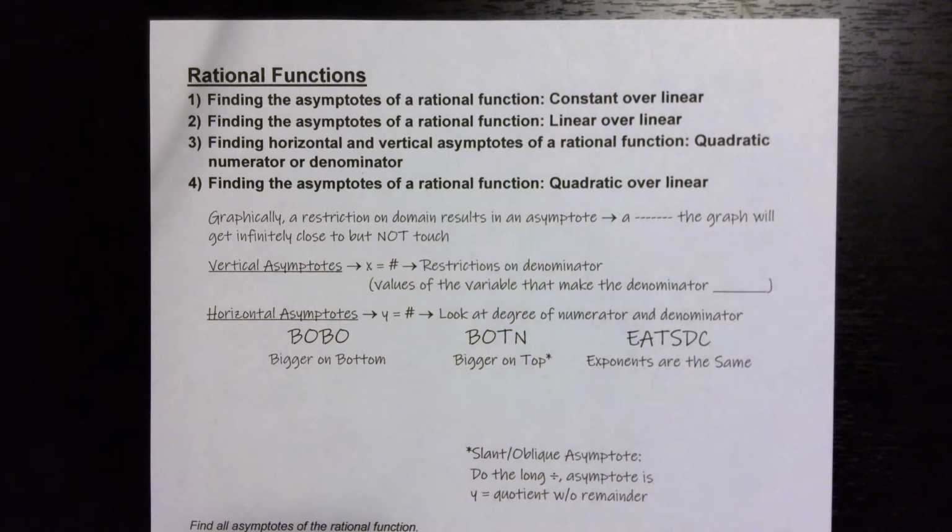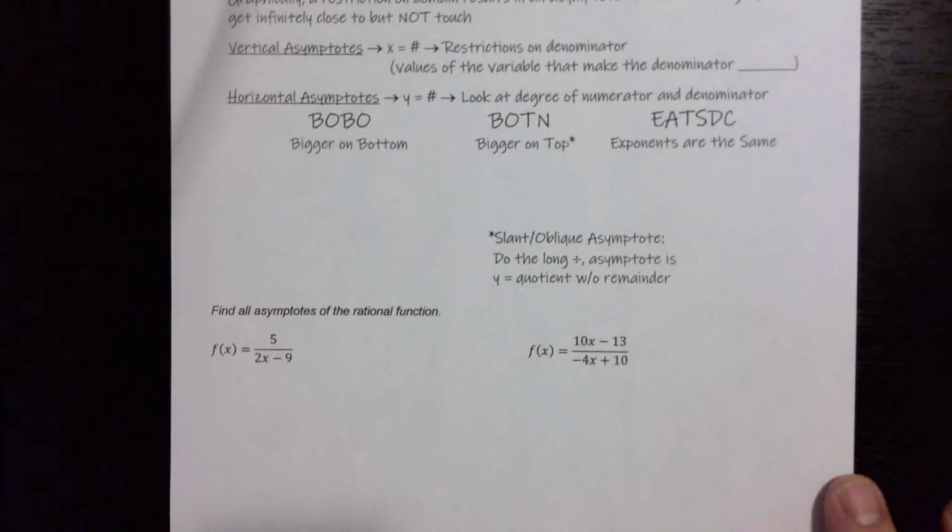Now, slant asymptotes are going to happen when it's bigger on top, like it doesn't have the horizontal asymptote, so it's bigger on top. And we'll discuss how to do that. All right, so let's look at our first example.